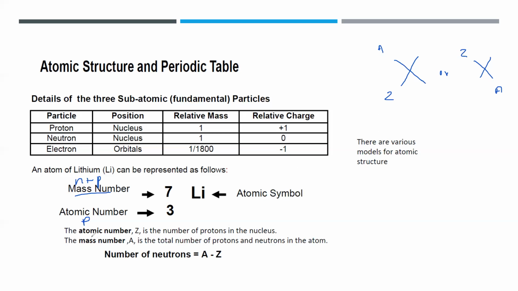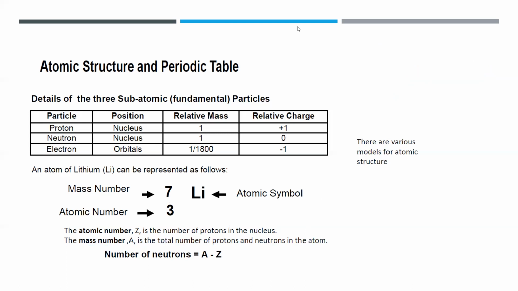or atomic number. So the atomic number is the number of protons which are present inside the nucleus, and the mass number or nucleon number is the total number of protons and neutrons inside the atom. So if we need the number of neutrons, we subtract the two, and we get the number of neutrons.